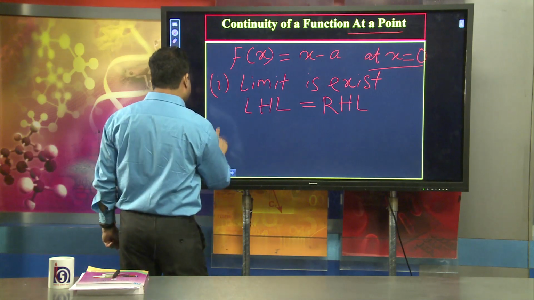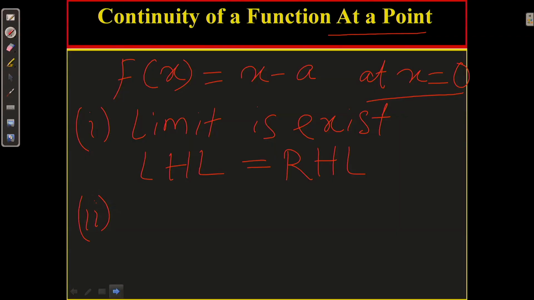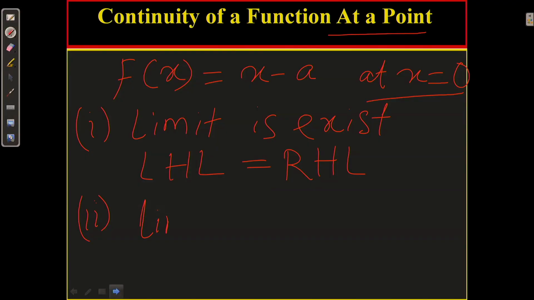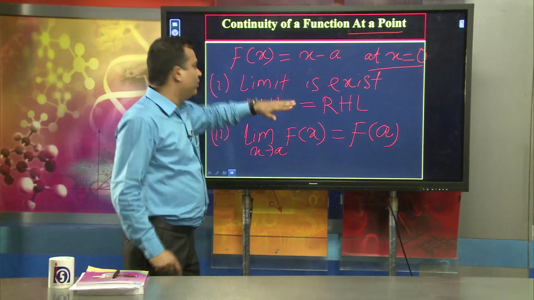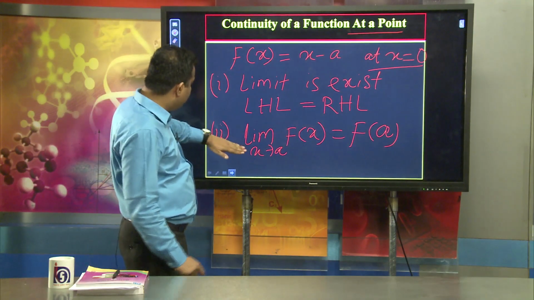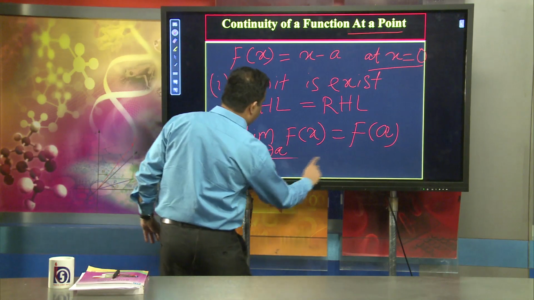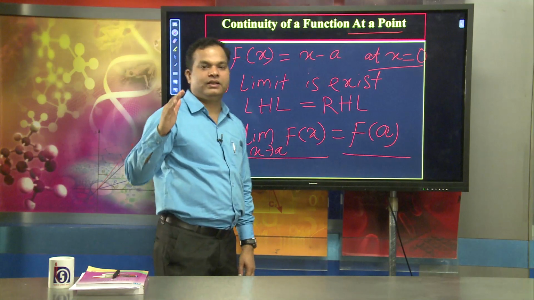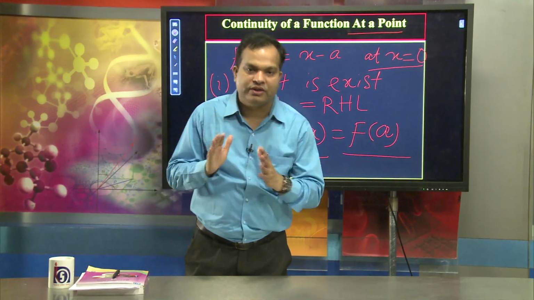The second condition is that the limiting value, that is the limit as x tends to a of f of x, is equal to f of a. For f of x equal to x minus a, we have to show the limit of f of x is equal to f of a. That means, very simply, the limiting value is equal to the functional value.